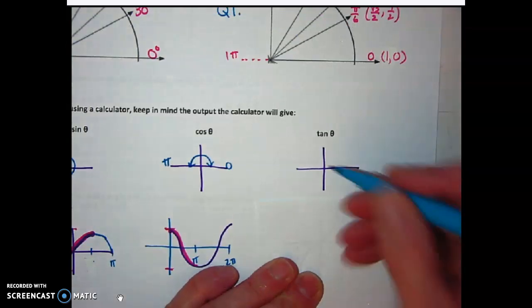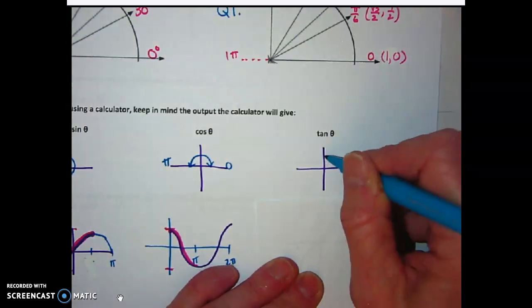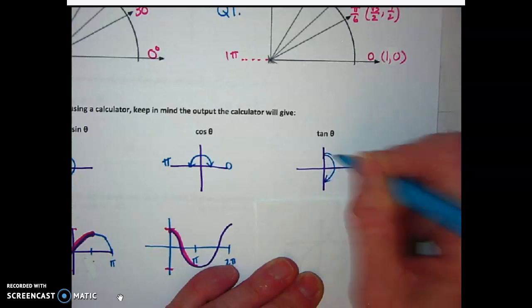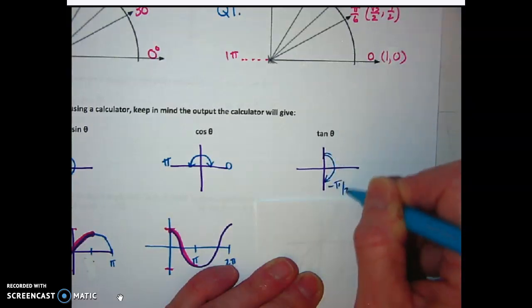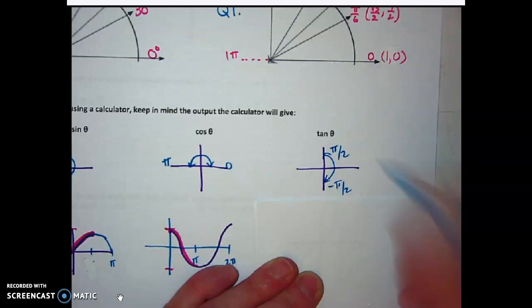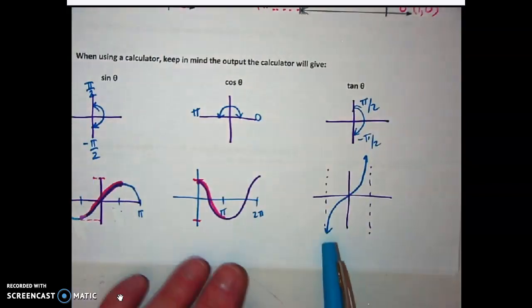Finally, tangent, similar to the sine function, all of the answers from a calculator are going to be between negative pi over 2 and pi over 2. And again, that's because the tangent function is periodic.